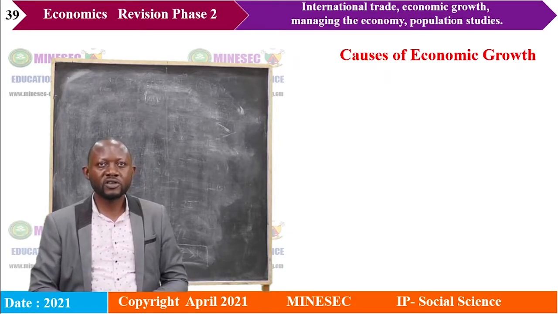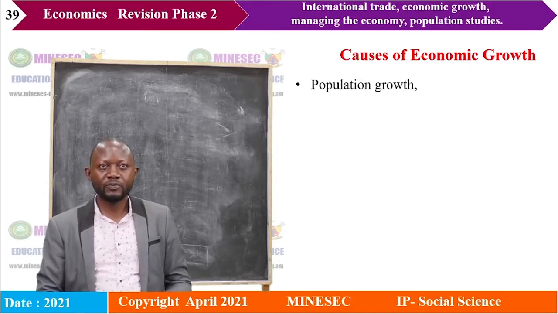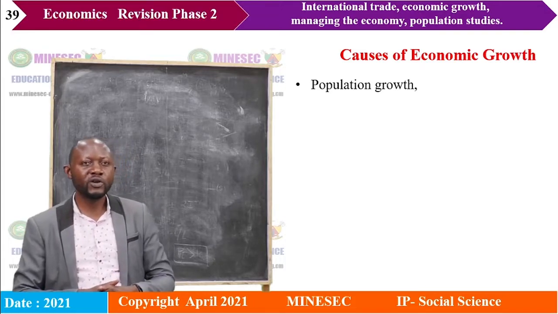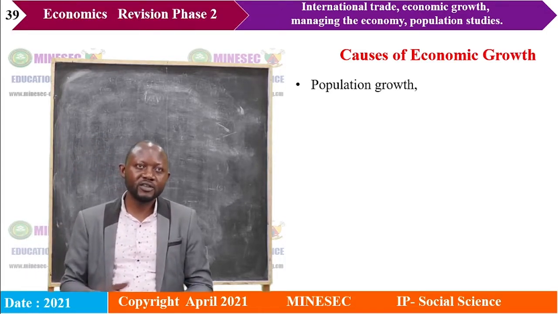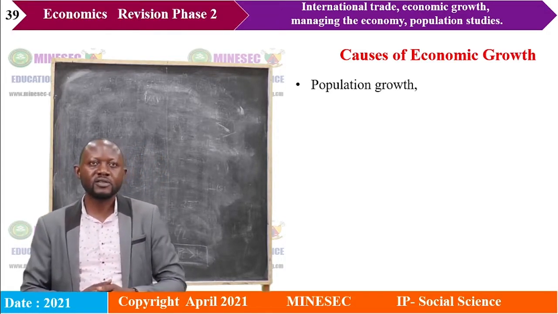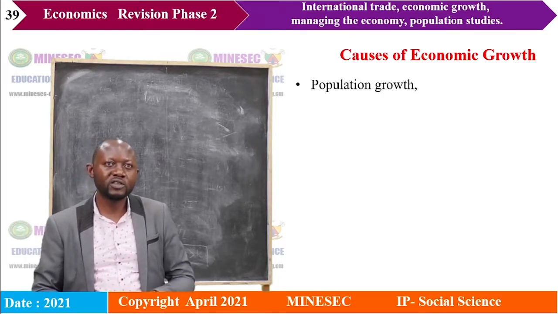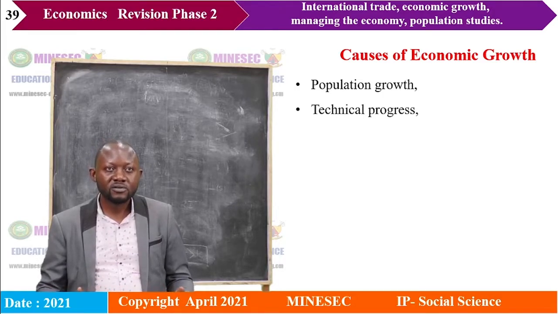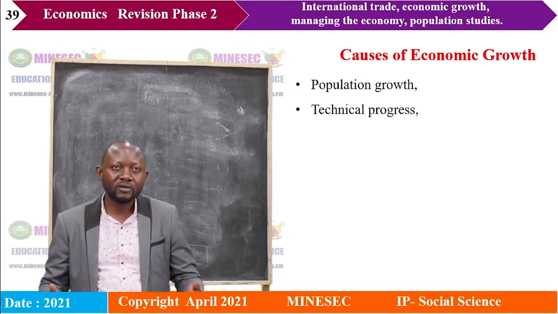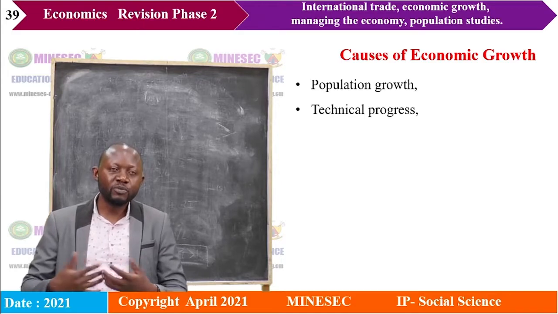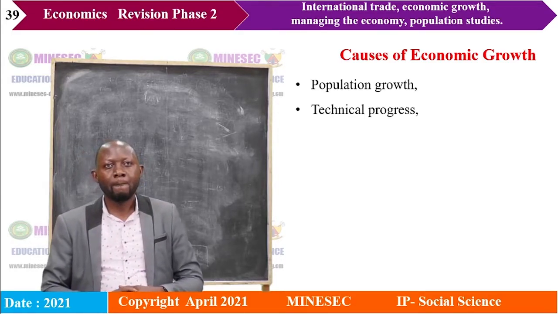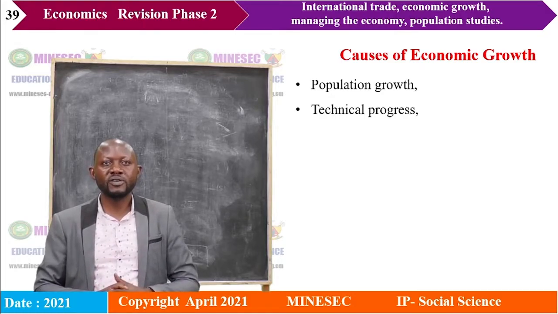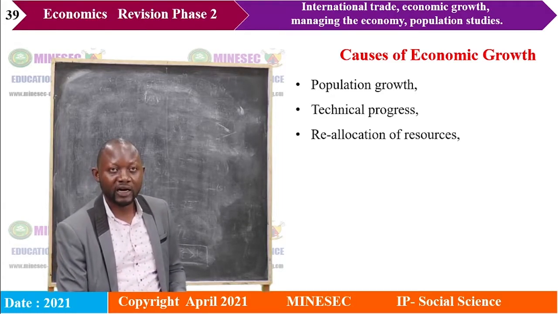Let's look at some causes of economic growth. We'll start with population growth. An increase in population is going to cause an increase in demand. The market will increase, and there's cheap labor, as there's more labor force. Technical progress: improved machines and better methods of production. This will increase productivity, and that will increase output.